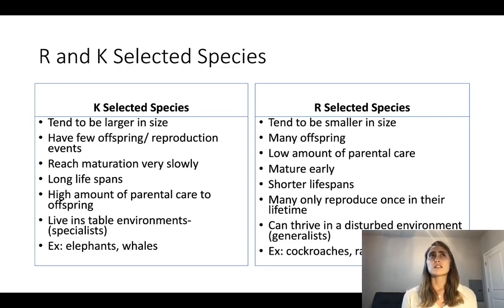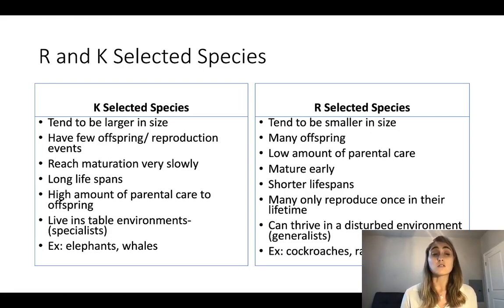Now, let me give you an example that you'll be really familiar with. Humans, for instance, are mammals that are K-selected species. We are much larger in size than a lot of other species. We tend to have fewer offspring or reproductive events. On average in the United States, women have 1 to 2 children. It's actually at 1.5 right now, so not quite 2. So we tend to have very few offspring.